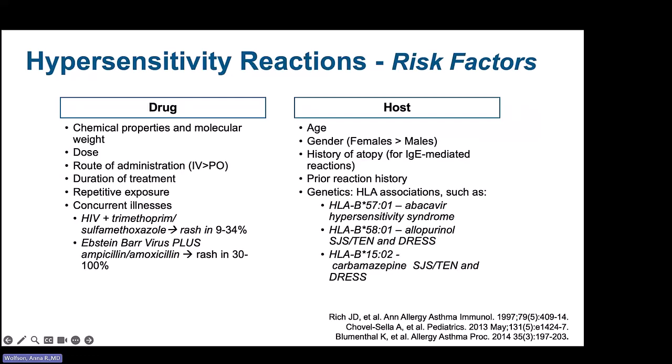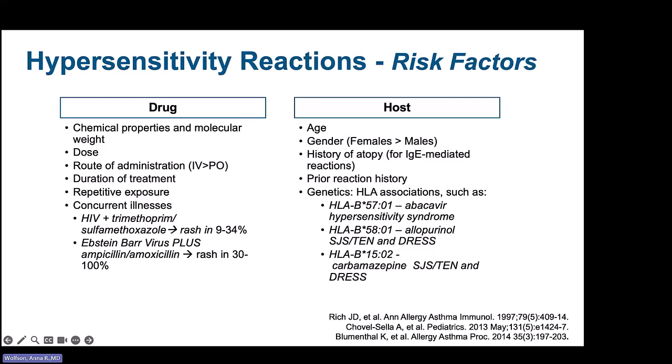And so what are some risk factors for hypersensitivity reactions? I said some hosts are more susceptible than others. We don't always know, but there's certainly certain properties of the drug that make it more likely to cause a hypersensitivity reaction. For example, it's less likely to be allergic to acetaminophen than to ibuprofen, and that's related to the chemical properties of the medication. We do know that the dose, different strengths of medications, larger doses can be more allergenic. The route, IV, is more likely than PO to cause a reaction.